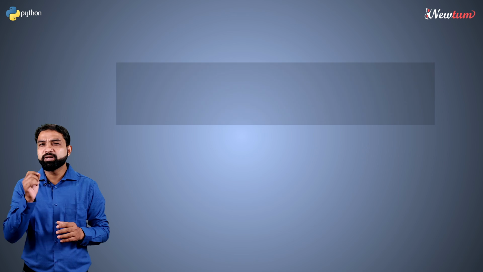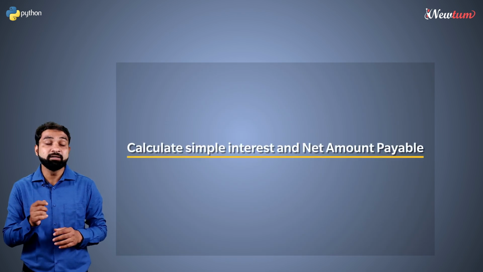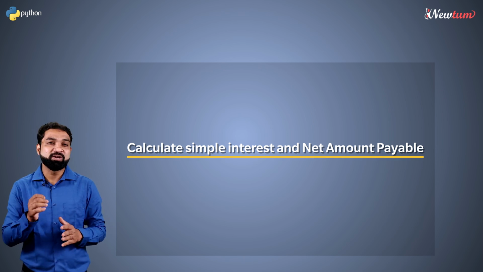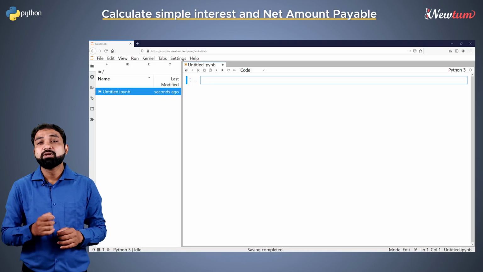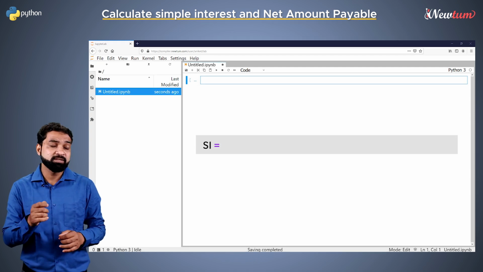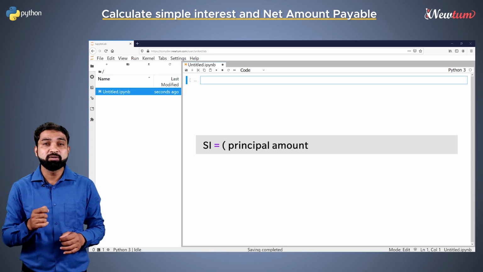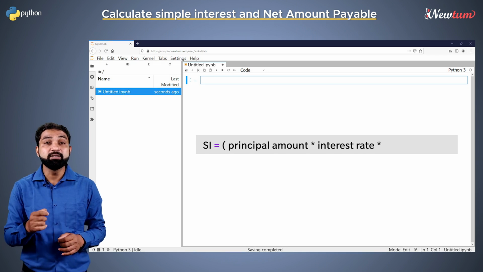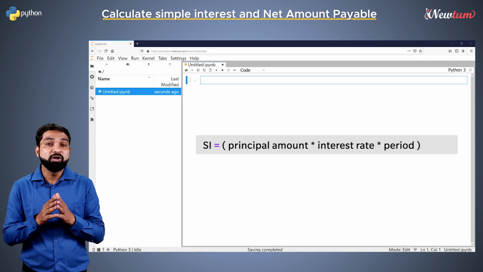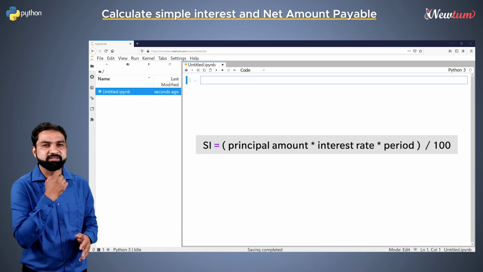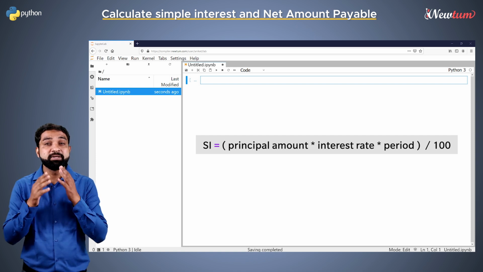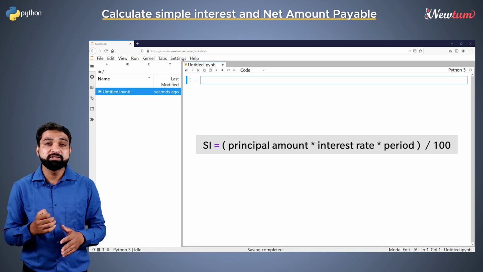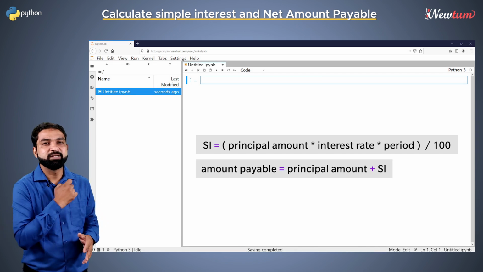Now we will practice one more example to calculate simple interest and the net amount payable. We all have studied this. Let's see how to calculate the simple interest in Python. To calculate the simple interest, the formula is amount lent, that is the principal amount, multiplied by the rate of interest per annum and then multiplied by the period in years. All this is divided by 100 like this. After calculating simple interest, we also need to calculate the total amount payable. The formula for this is principal amount plus simple interest.